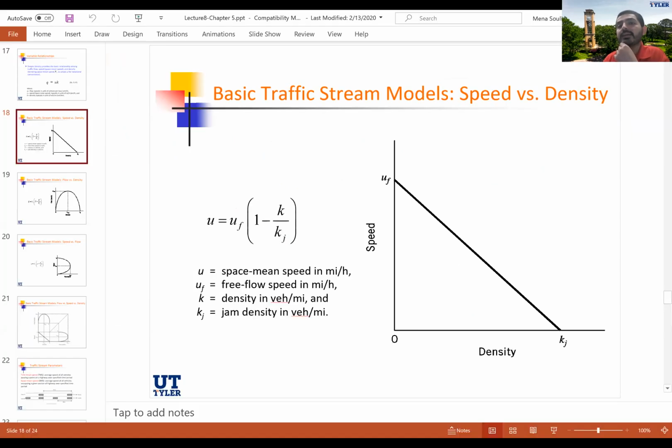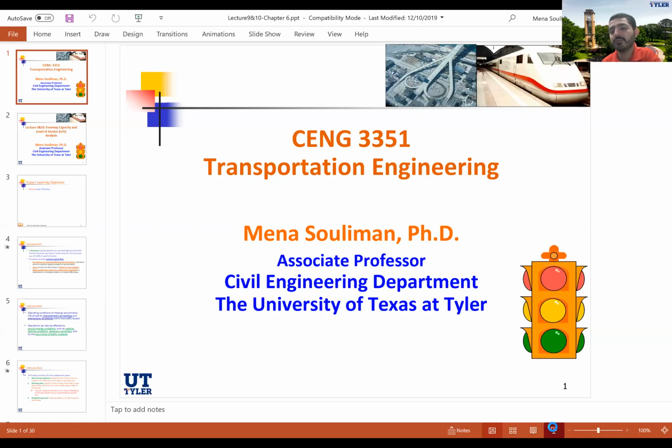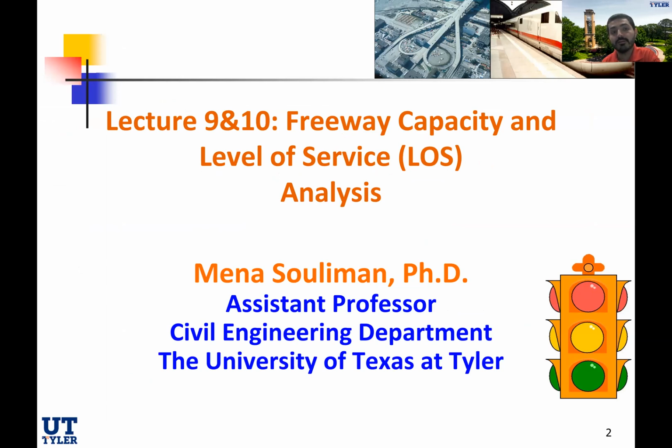Chapter 6 has lots of calculations, and you should expect to see at least a couple of computation questions, as well as maybe theoretical questions. In chapter 6, we did discuss the concept of the level of service for three different structures or facilities. So the first one was the level of service for freeways.